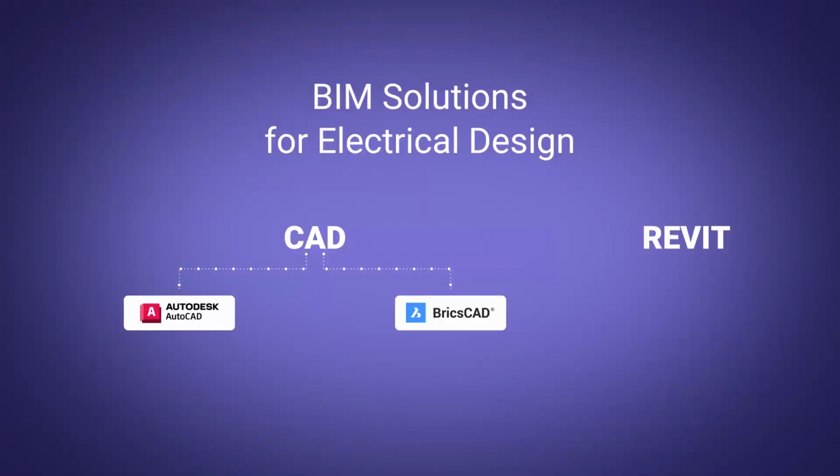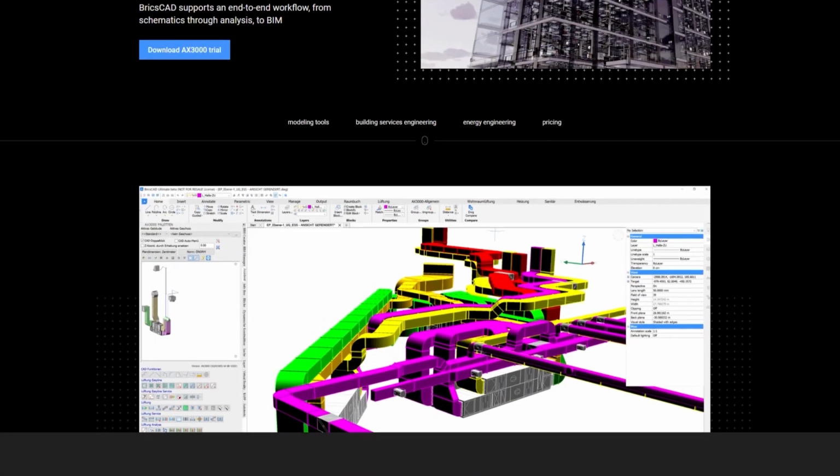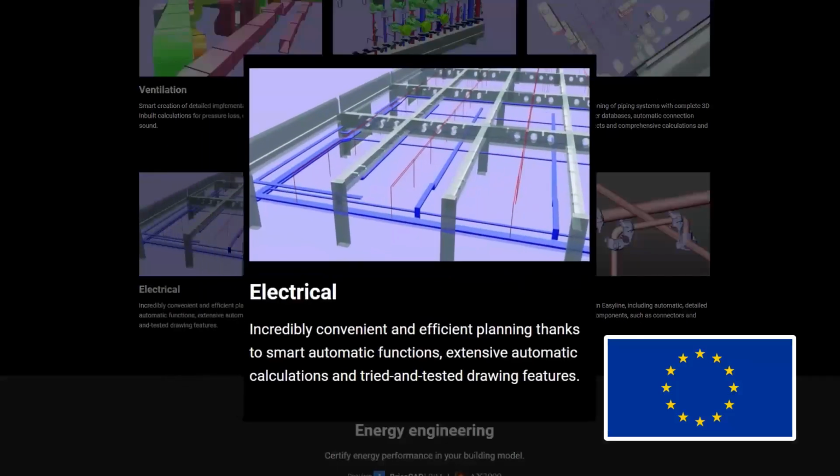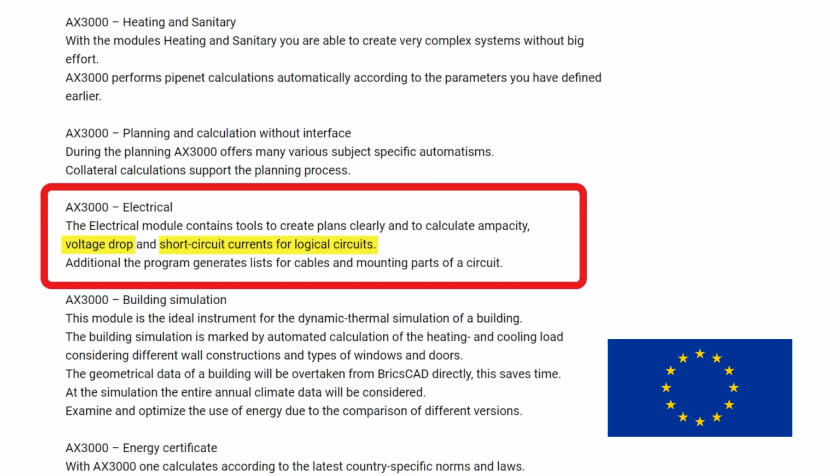If you're in AutoCAD, but you want to upgrade that workflow to an electrical BIM package, you have two options. You've got AX3000 or Design Master Electrical. AX3000 is based in Europe. They're going to match the European electrical standards a little bit better. Their electrical feature set is a little bit limited, but that's an option, particularly if you are based in Europe.